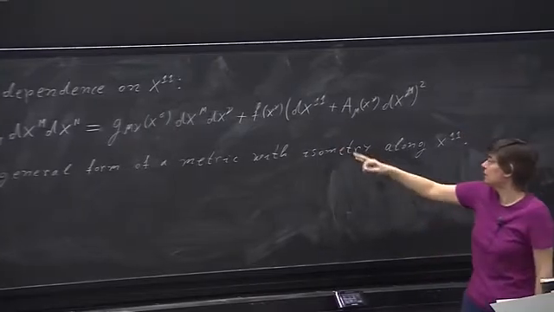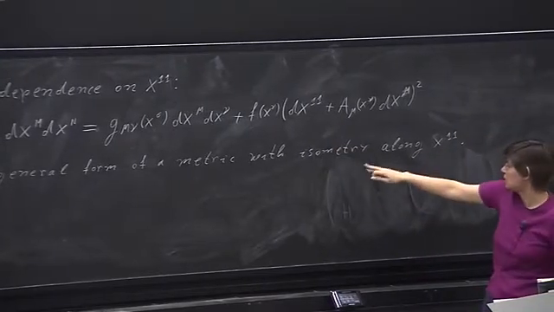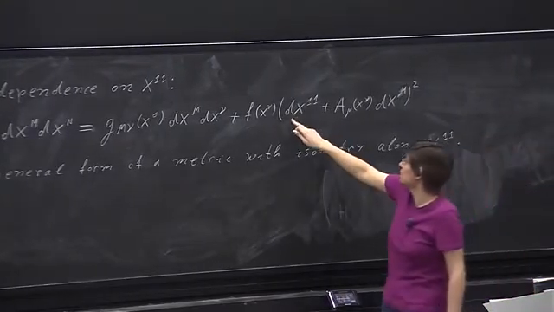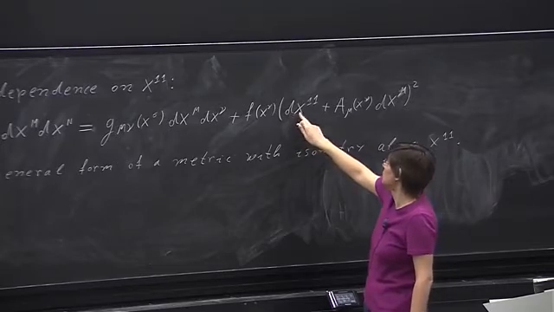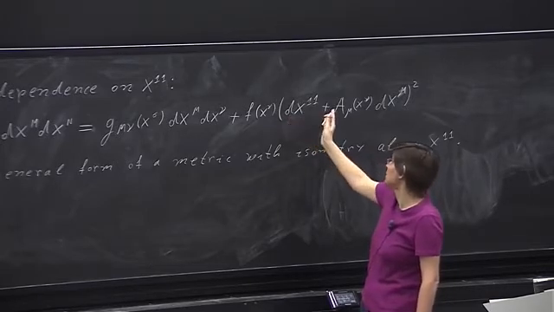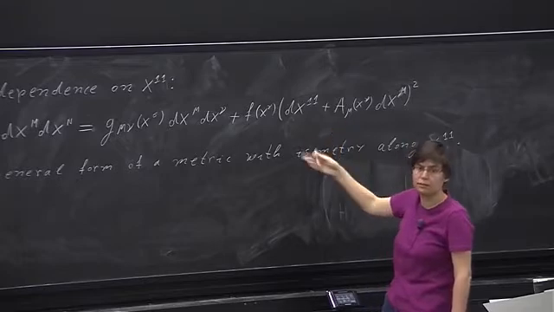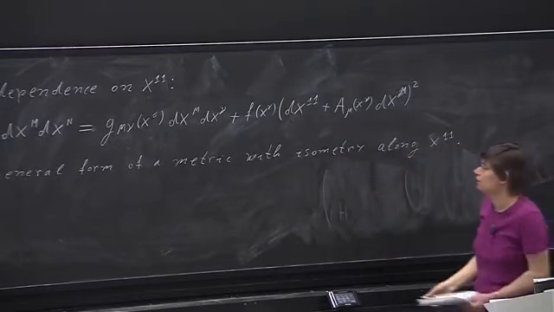And it's explicit that this metric does not depend on X11. That's what it means to have an isometry along this direction, because the only dependence is via dX11. So when we shift by any constant, the differential kills that. Everything is invariant under shifts of X11.